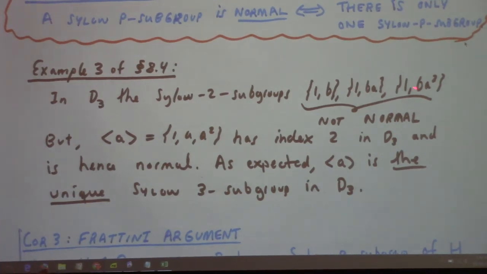In fact, we've looked at this the other day. These 3 are conjugate: if you take conjugation by A, it gets you to here, and by A squared, it gets you to there, or something like that. I forget exactly, maybe vice versa. But these are related by conjugation. You can find an inner automorphism which will map one of these to the other. On the other hand, this guy has index 2, therefore it's normal. That illustrates the fact that we should expect this because it is the unique Sylow 3 subgroup in D3. It's kind of neat.